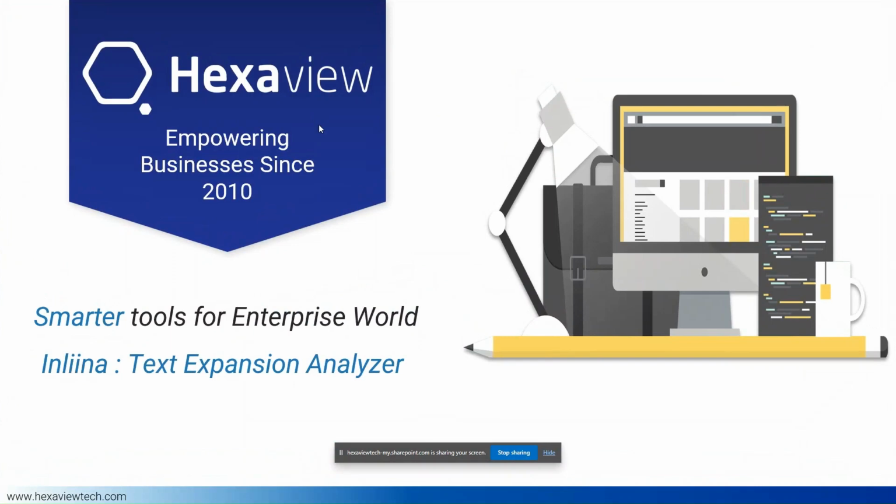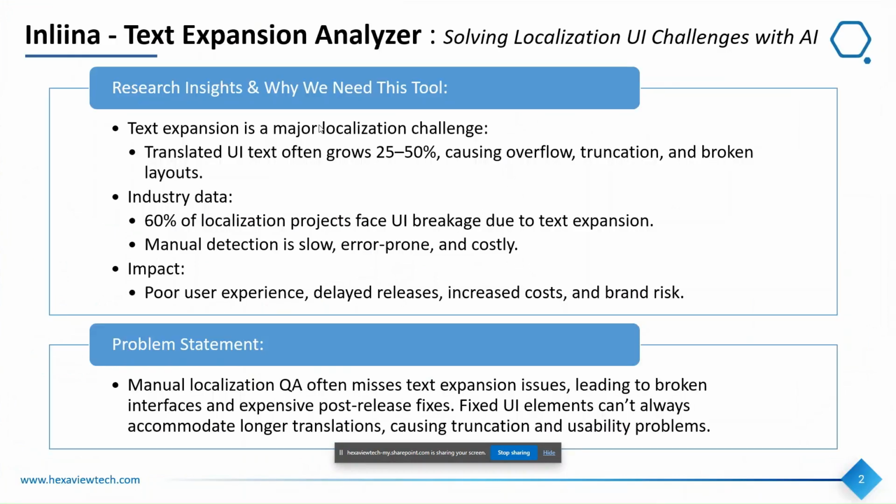Hello, let me introduce Inliina, Text Expansion Analyzer, our AI-powered solution for one of the most persistent challenges in software localization: text expansion. Research shows that when you translate UI text, it often grows by 25 to 50%. This leads to overall truncation and broken layouts, problems that are not just cosmetic but can seriously impact usability and brand perception. In fact, 60% of localization projects encounter UI breakages due to text expansion.